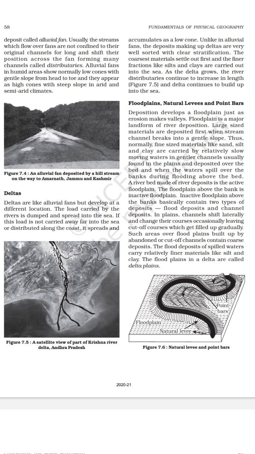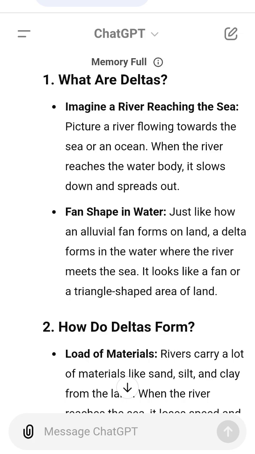2. How do deltas form? Load of materials. Rivers carry a lot of materials like sand, silt, and clay from the land. When the river reaches the sea, it loses speed and drops these materials. Spreading out. The materials spread out and build up, creating a new area of land. The river divides into several smaller channels, known as distributaries, which fan out across the delta.